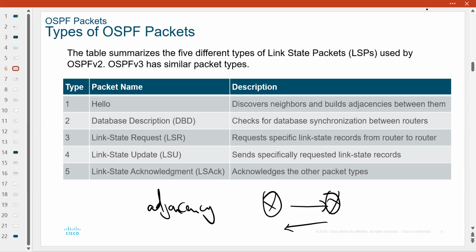So the starting point is the hello packet. If router number 2 does not respond to that hello packet, router number 2 doesn't want to communicate with router number 1. Therefore, there will be no information shared. There is no adjacency formed between those two routers. With the database description, DBD, it checks for database synchronization between the routers. Adjacent routers tell each other the networks they know. So with the database description, this is where we start sharing information.